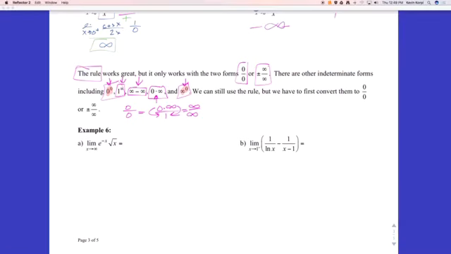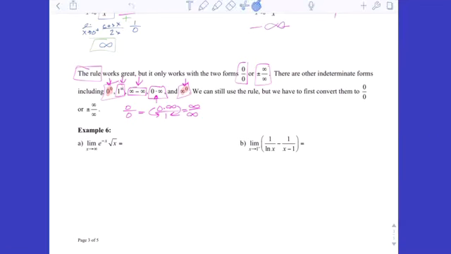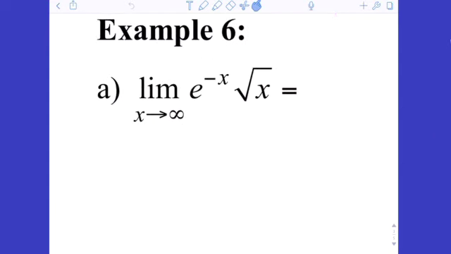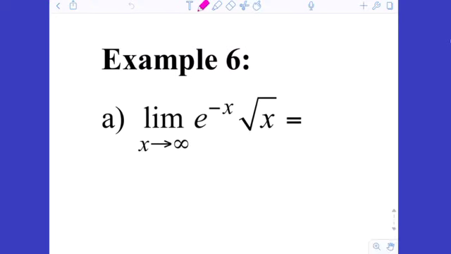Okay, so now we're looking at how to get these indeterminate forms into quotient form. So let's look at example 6a, first one. Never not first, right? Direct substitution. If you plug in infinity, e to the negative infinity approaches what? 0, right? Because it's like 1 over e to the infinity. The square root of infinity is still infinity. So 0 times infinity is not 0, and it's not infinity necessarily. It's a tug of war. So that's an indeterminate form.